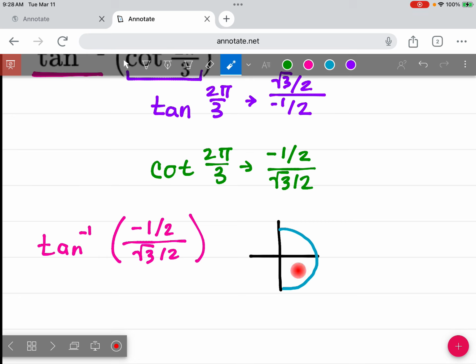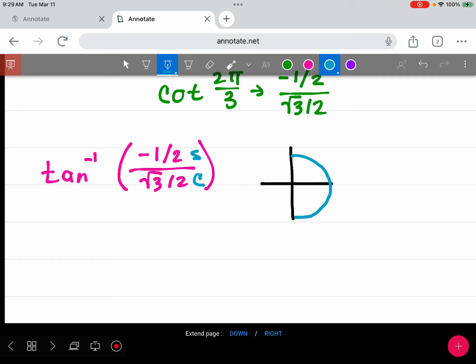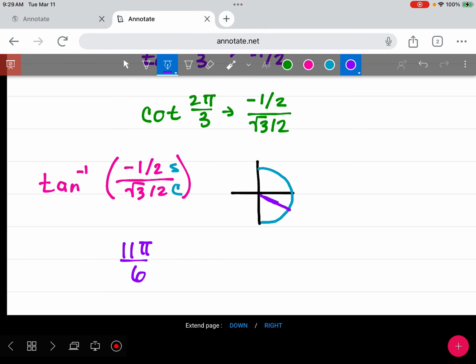We can see that since we have a negative here, we're going to be definitely looking in quadrant 4. So we want to know which angle has a sine of negative 1/2 and a cosine of root 3 over 2. That's going to be our 11 pi over 6. But that's not in our domain here. We want to keep this between our minus pi over 2 and our positive pi over 2.